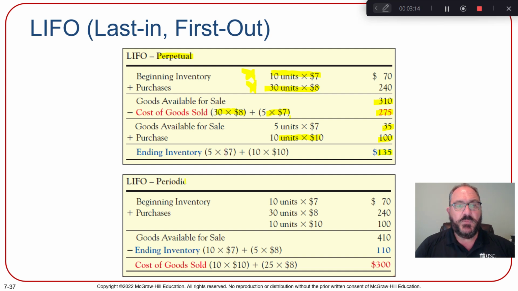Now, if you do it periodic, we're going to wind up, see the difference in cost of goods sold? 275 to 300. Why? Because now we're selling 10 of these and 25 of these, okay? And so what we wind up having left, we have 5 of these left at $8, and then we have 10 units at $7. So our cost of goods sold is $300 because we sold these $10 units. You see, in perpetual, we didn't have the $10 units already, so we couldn't do it.